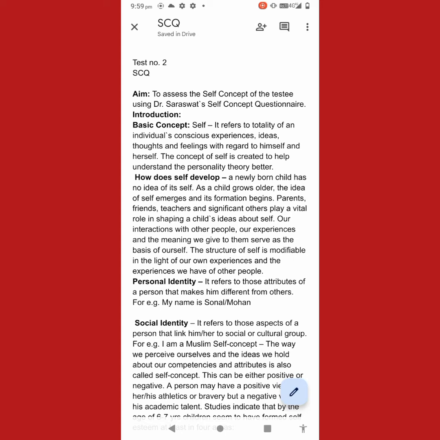So let's begin. Firstly, in your notebooks, you will be writing the aim of the test. What is the aim of this test? To assess the self-concept of the testee using Dr. Saraswat's self-concept questionnaire. I have taken the self-concept questionnaire which is developed by Dr. Saraswat.